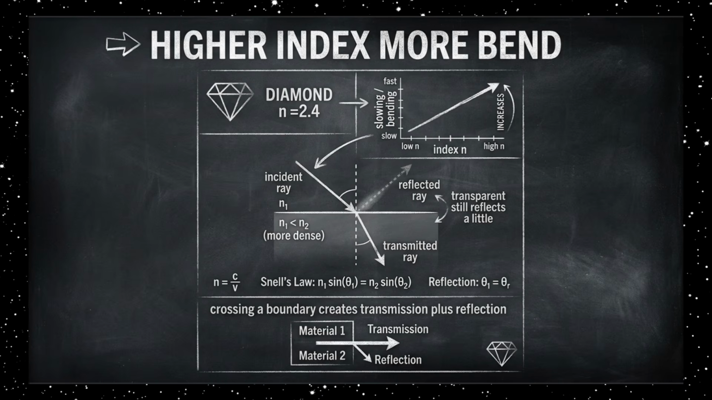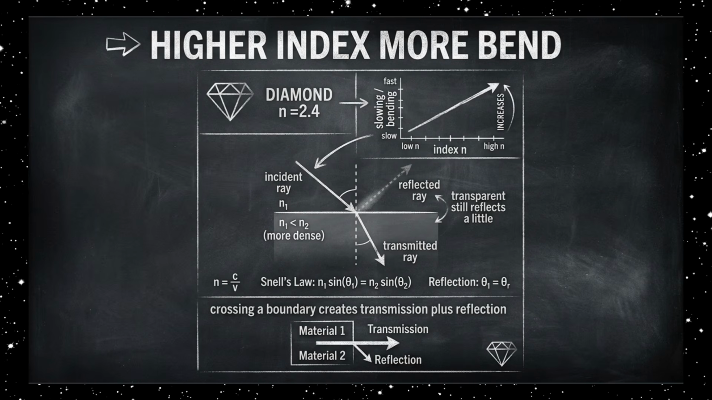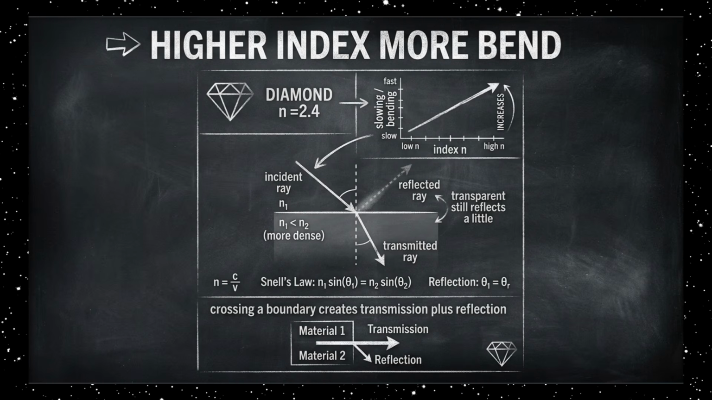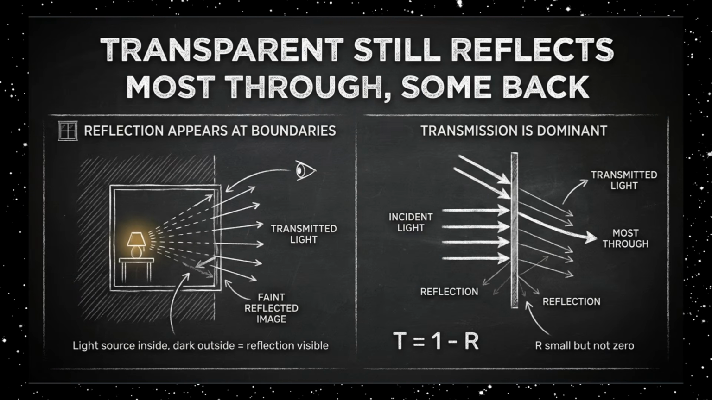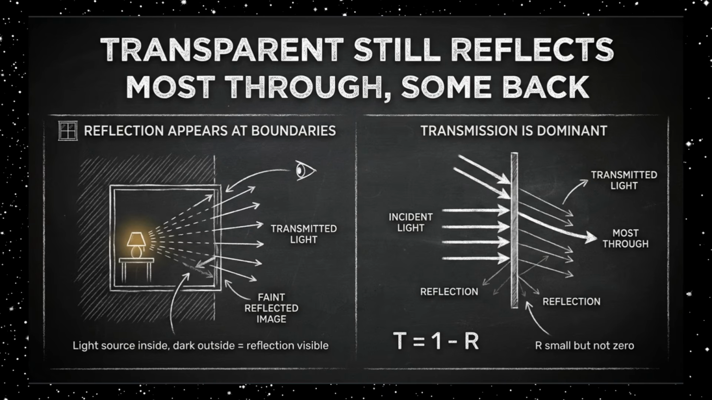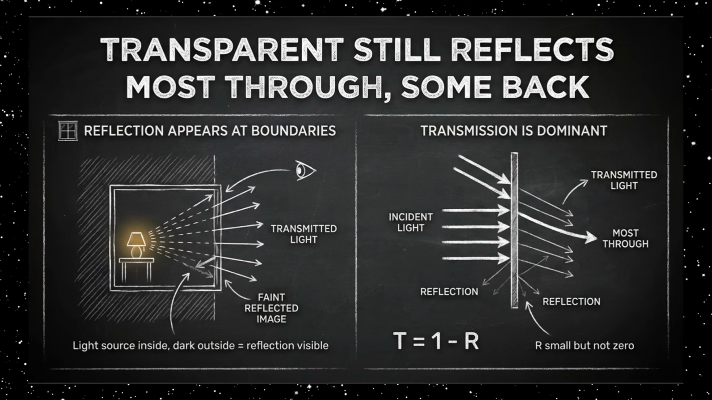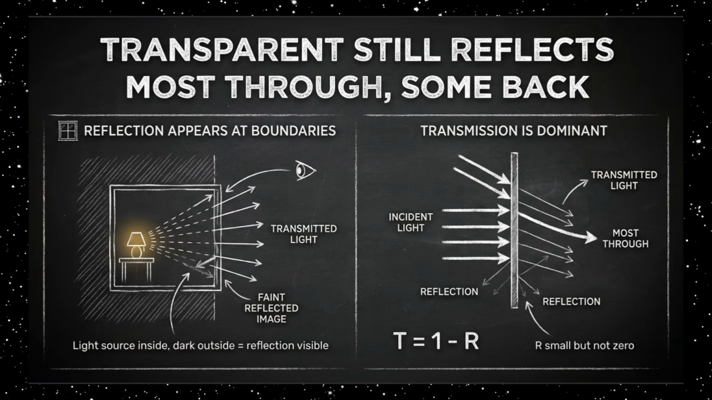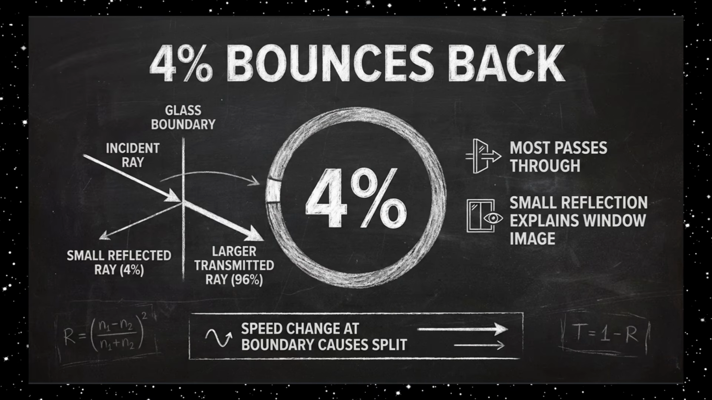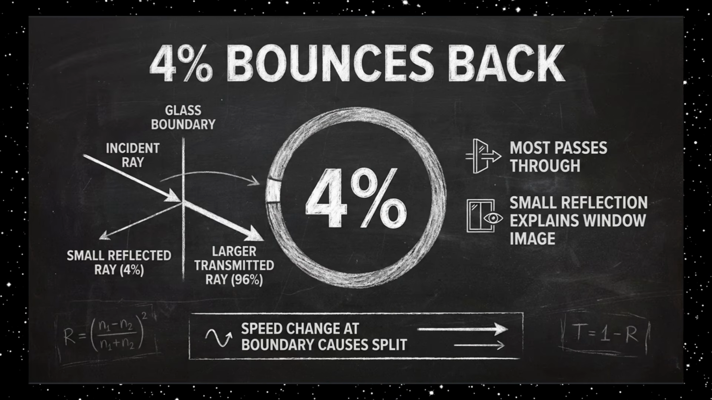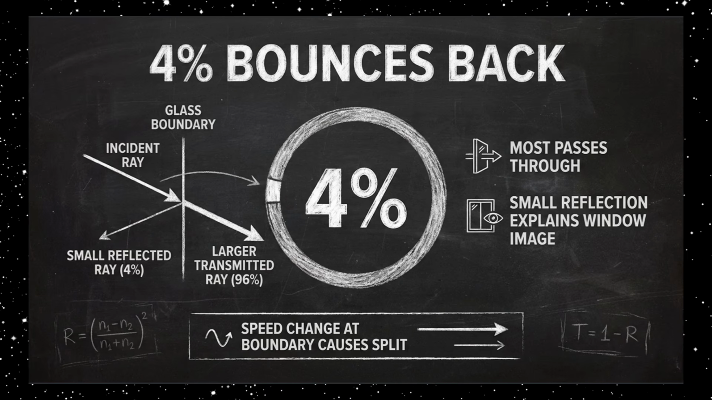Now here is the thing that nobody tells you in school. Every time light crosses one of these boundaries, even when it does not get absorbed, even when the material is perfectly transparent, a little bit of the light bounces back. Some of it goes through, but some of it reflects. You can see this yourself. Look at a window at night with the lights on inside. You see a faint reflection of yourself in the glass, even though the glass is transparent. The glass is letting most of the light through, but a small fraction, around 4%, is bouncing back. That is why you see your reflection.